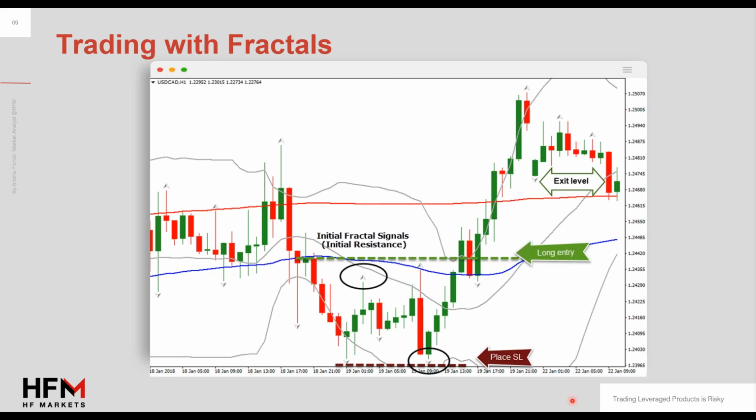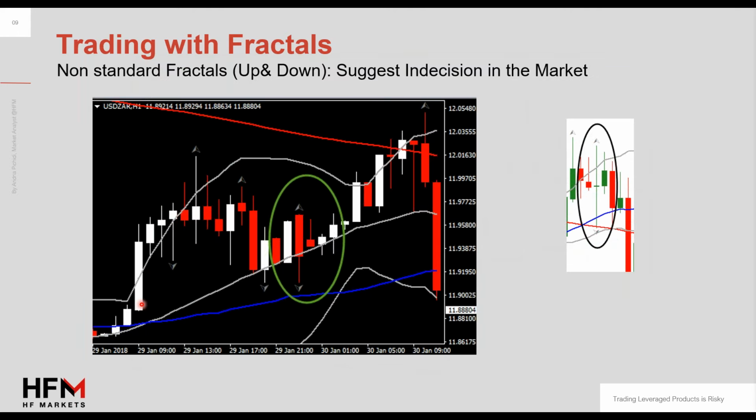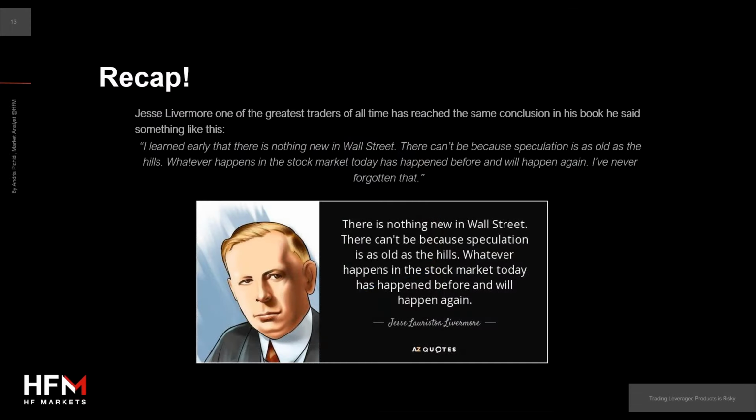So that was pretty much it, guys. I'm gonna call it a day. There are more examples. Please don't take any decision if you see two fractals on the same candle, because this suggests indecision in the market. So that's not a good sign. That's not a clear sign. It just implies that there is a lot of indecision, uncertainty. Okay? So such fractals shouldn't be considered for taking any trading decision.